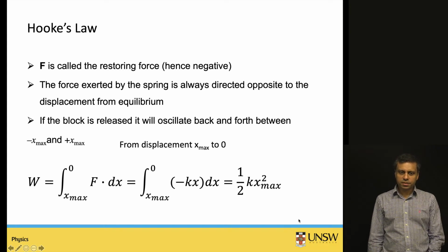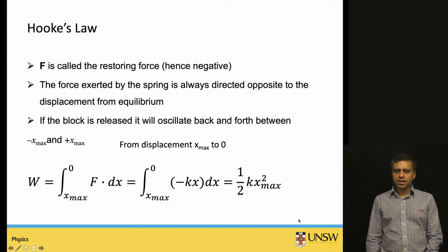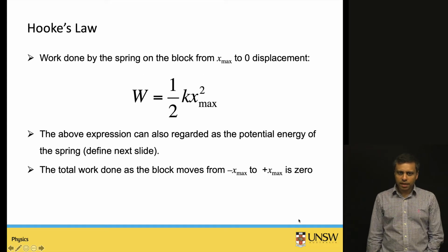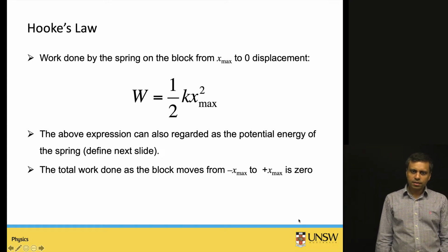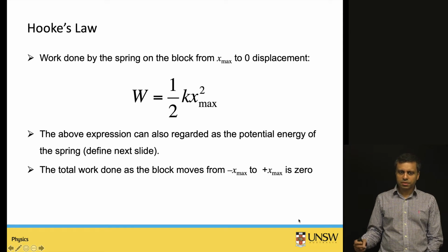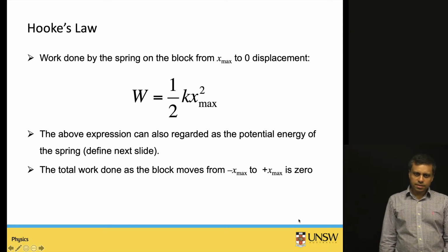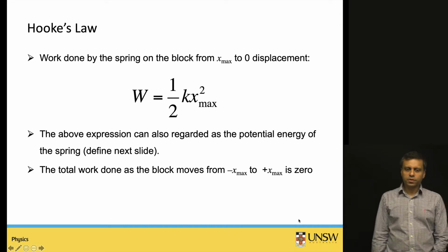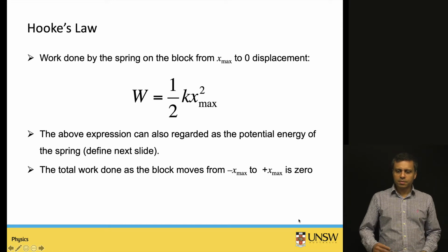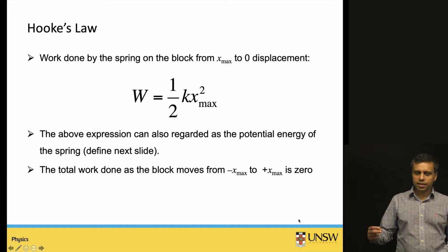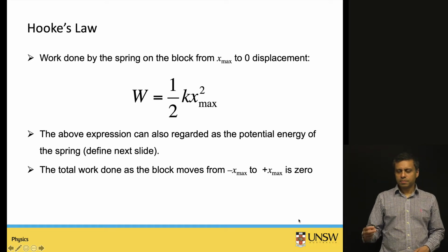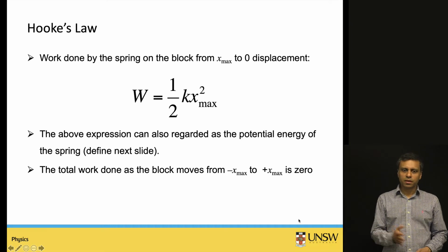And we perform the integration and evaluate over the range x max to 0. We get something like half k times x max squared. So this is the work done by the spring on the object as soon as I release it from its maximum position and it reaches the equilibrium position. So this expression can also be related to potential energy, because when I am stretching the object to its maximum position x max, it has some stored energy, right? Because if I release it, the spring can do some work. So this is what is called potential energy, which we will go into in detail in the next slide.